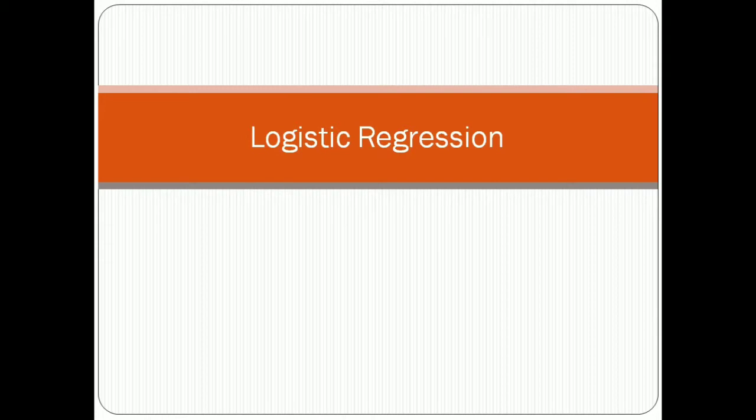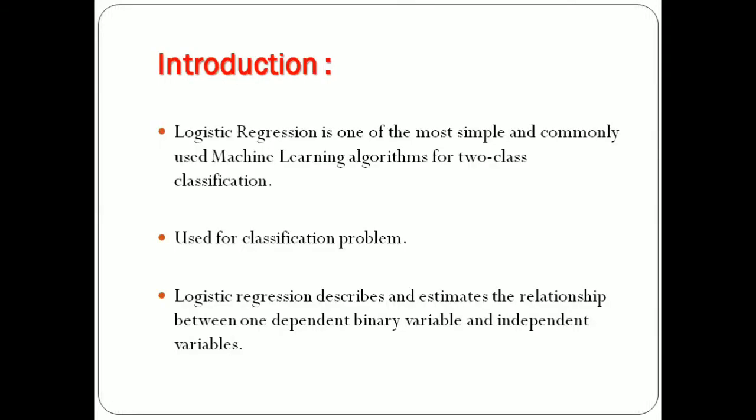So now we will be seeing the next part, that is logistic regression. Logistic regression is generally a classification-based problem. Whenever we have to do classification, then we use logistic regression. It is the most used machine learning algorithm for two-class classification or binary classification. So logistic regression is mainly used for binary classification.